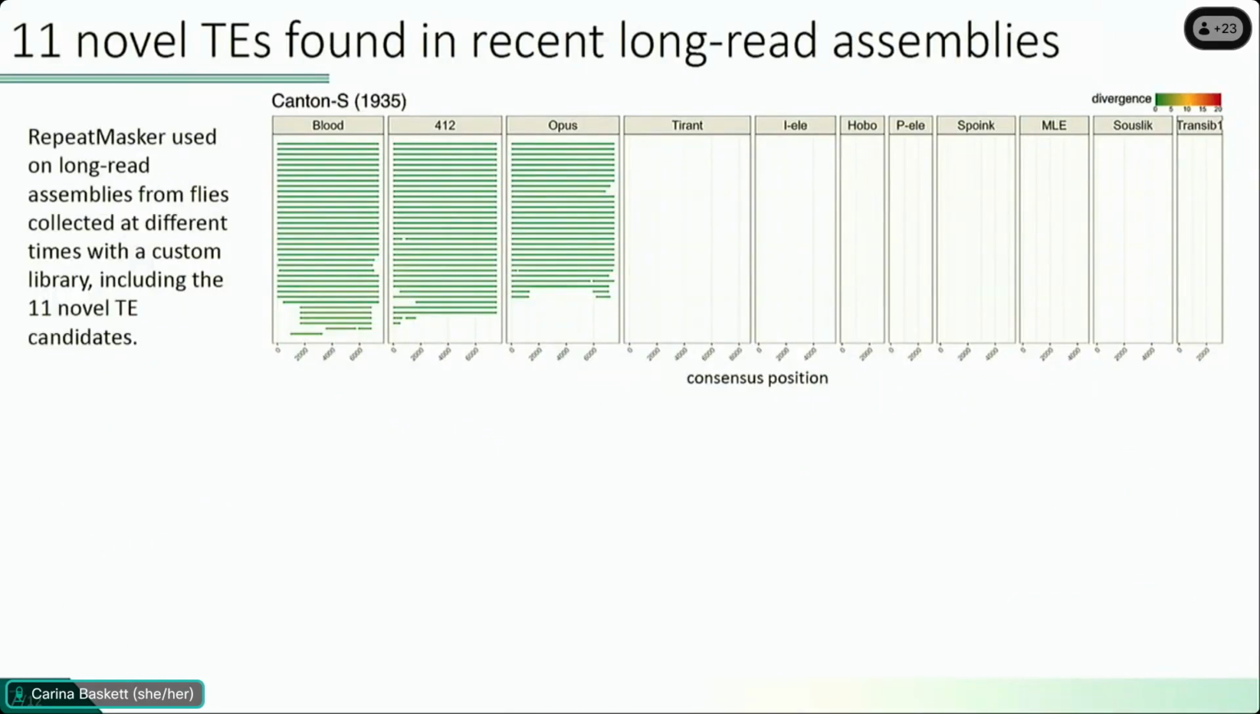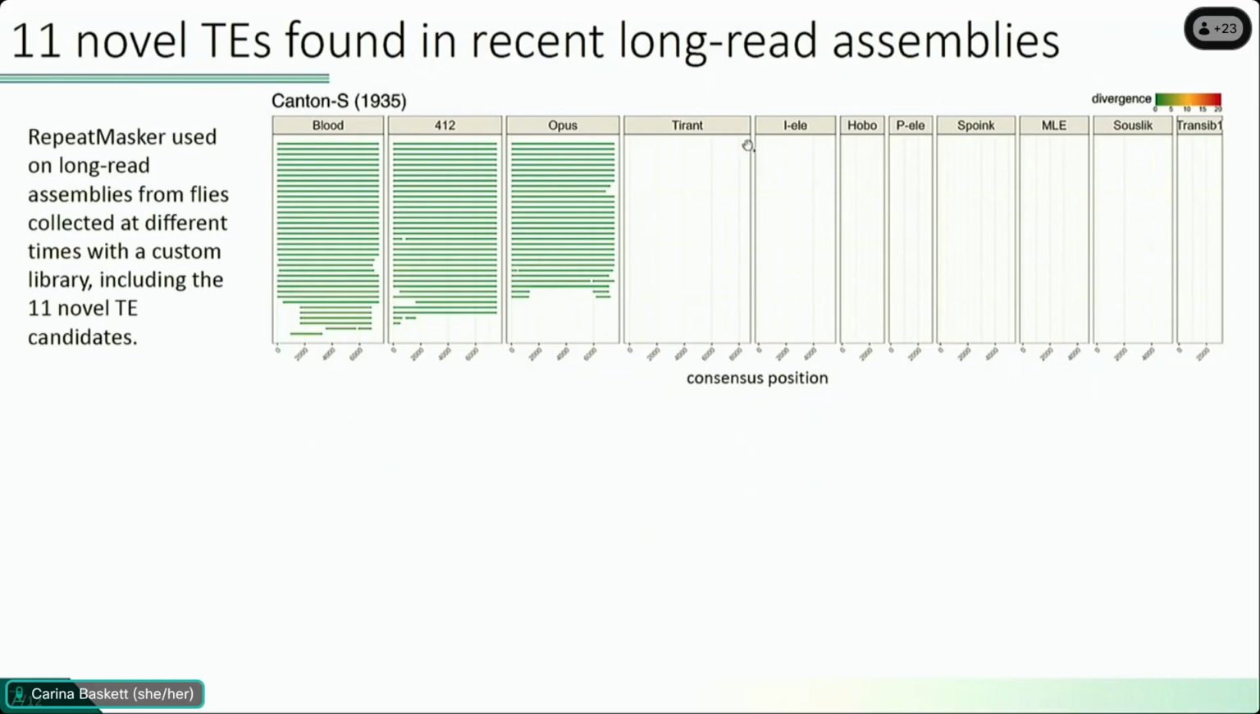MLE, that now has been renamed MacLe after suggestion of our reviewer, Suslik, and Transib1. And so if I check a long read assembly of Canton S, in this case, a strain collected in 1935 that was maintained in the lab, and I look for these sequences using, in this case, RepeatMasker, I don't find them. I don't find any of them.